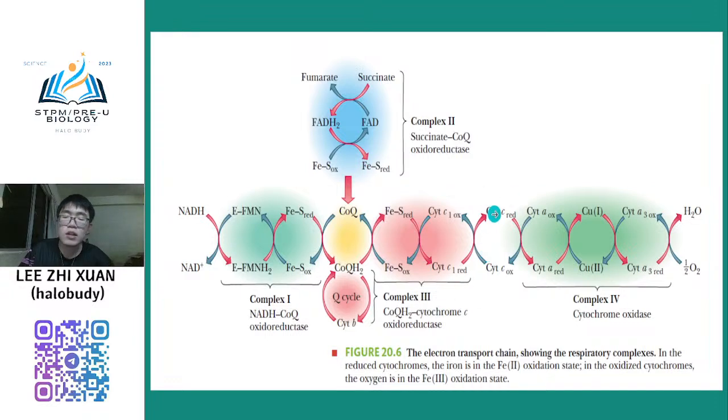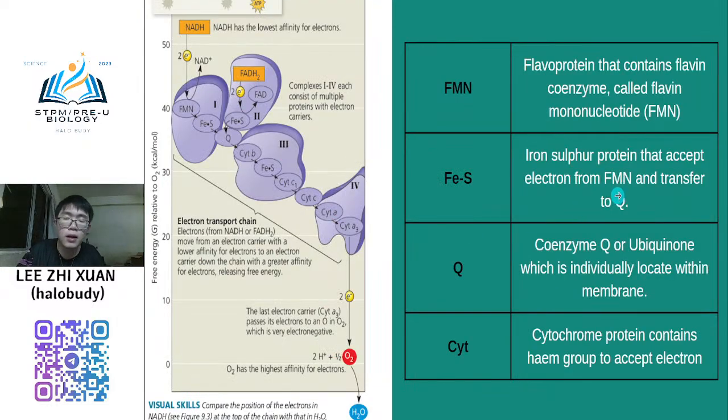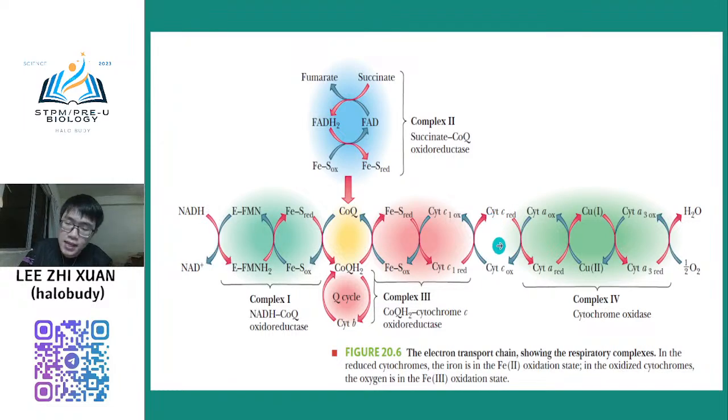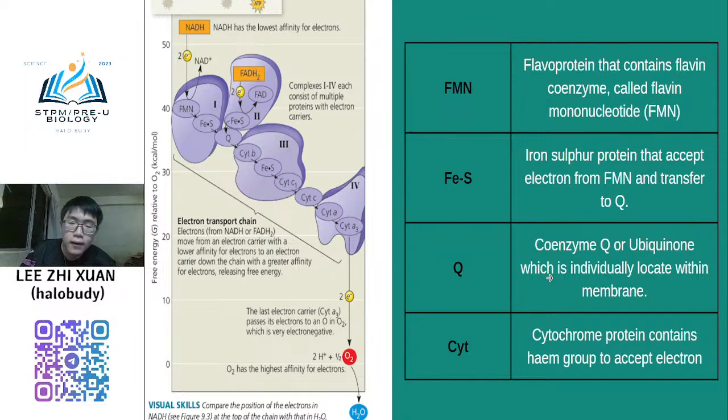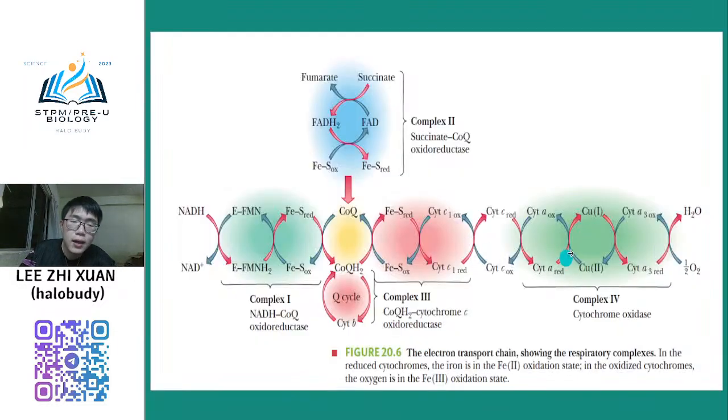So this cytochrome C also same as the coenzyme Q. It is the unit, it is the solid, individually located within the membrane. After that, cytochrome C dia akan transfer electron again to cytochrome A. Cytochrome A. After that, dia akan release electron to copper ion. After that, it will release to cytochrome A3.